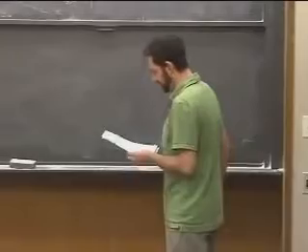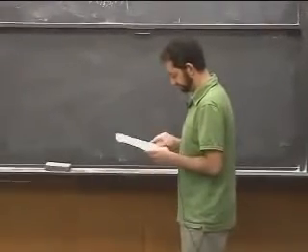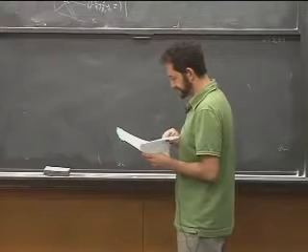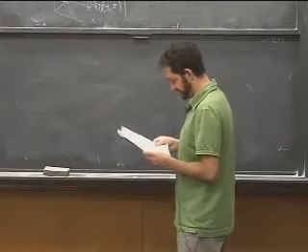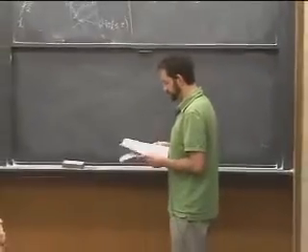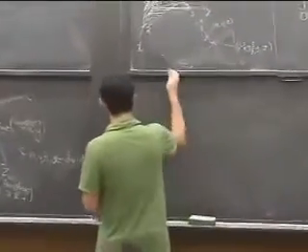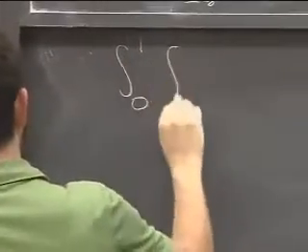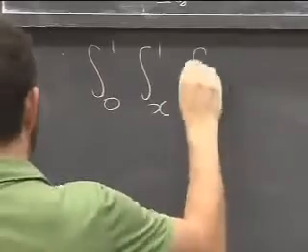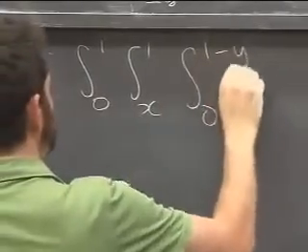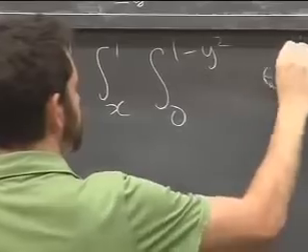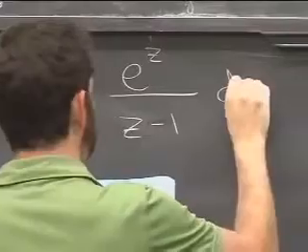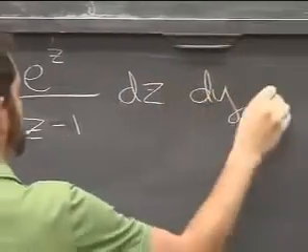Now, here's another question. There's 2 more questions. Let's do this one. It's a quiz from fall 2005. Triple integral: 0 to 1, x to 1, 0 to 1 minus y squared, e to the z over z minus 1, dz dy dx.